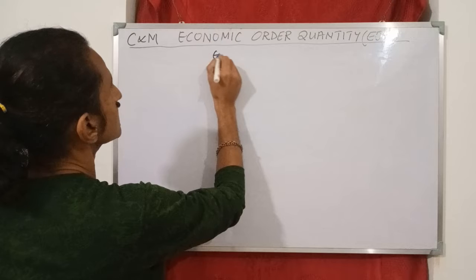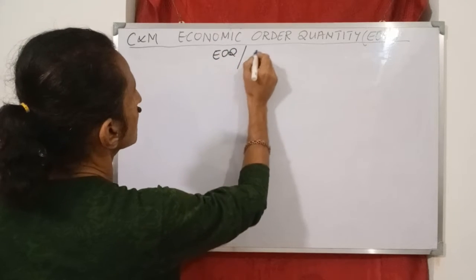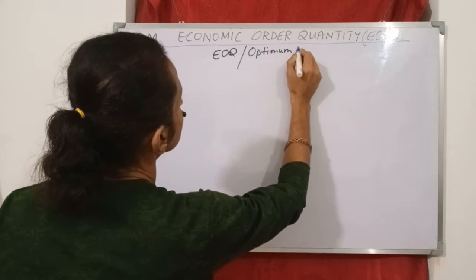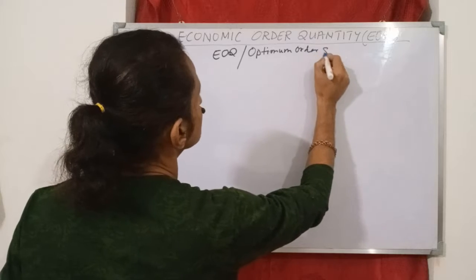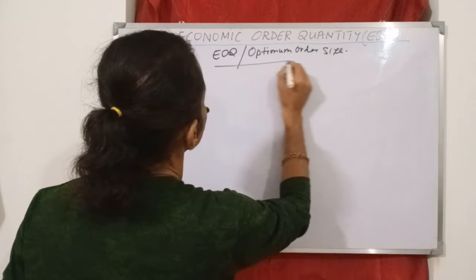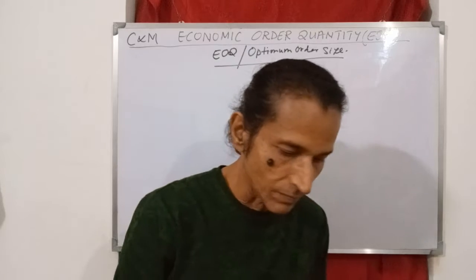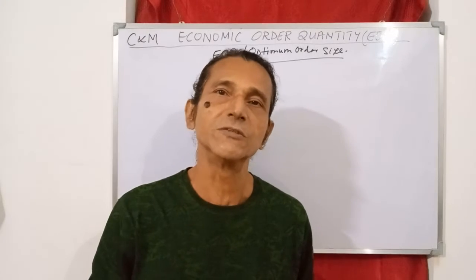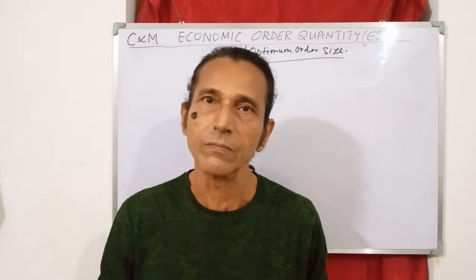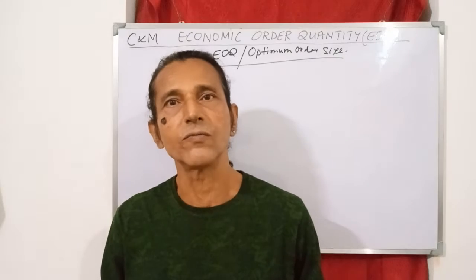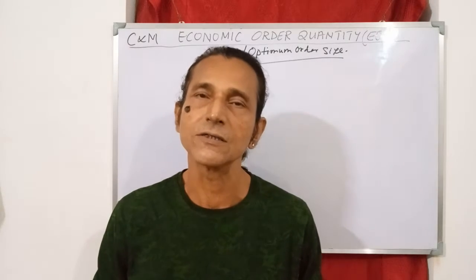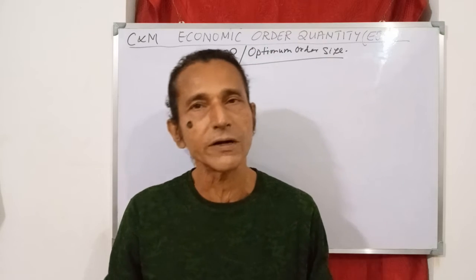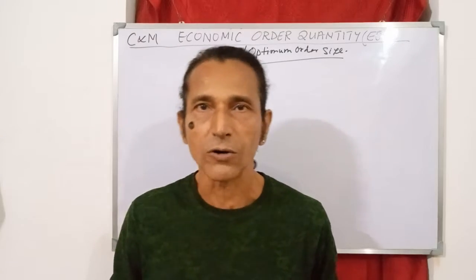EOQ, also known as optimum order size. As I said right now, economic order quantity is that quantity of the order which makes the total inventory cost minimum. Now, inventory cost consists of two elements. One is carrying cost and the other is ordering cost. Carrying cost means the cost of holding the inventory, and ordering cost means the cost of placing the order.